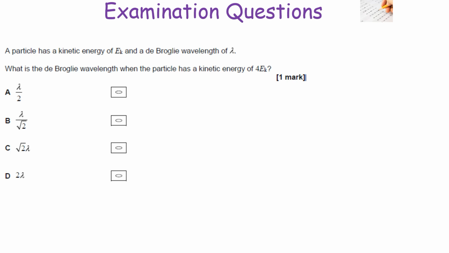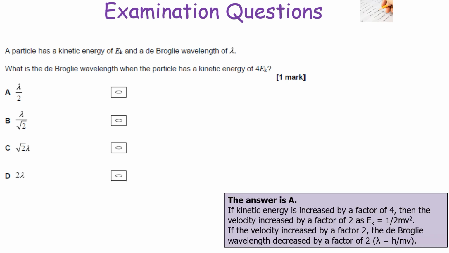Right, the answer here is A, because if the kinetic energy is increased by a factor of 4, then the velocity is increased by a factor of 2, because kinetic energy is proportional to velocity squared, so 2 squared equals 4. So if the velocity is increased by a factor of 2, then the de Broglie wavelength has decreased by a factor of 2, because lambda is equal to h over mv.